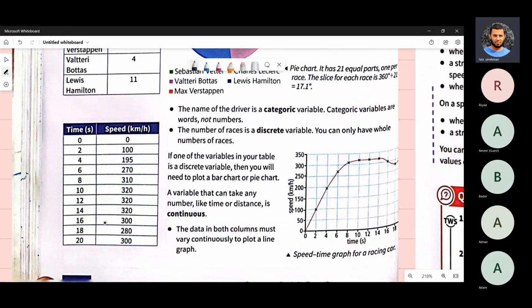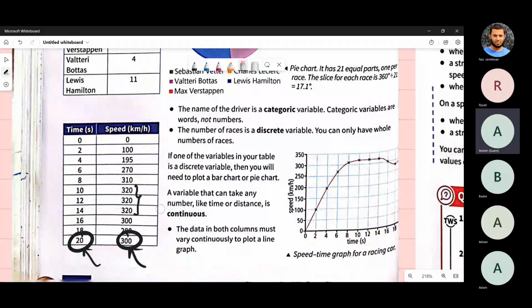And ultimately, what is the last point? 300 kilometers per hour. Wow, look at the speed of this Formula One. After just 20 seconds of starting the race, look at its speed: 300. But even at the 10th second, what was the speed?